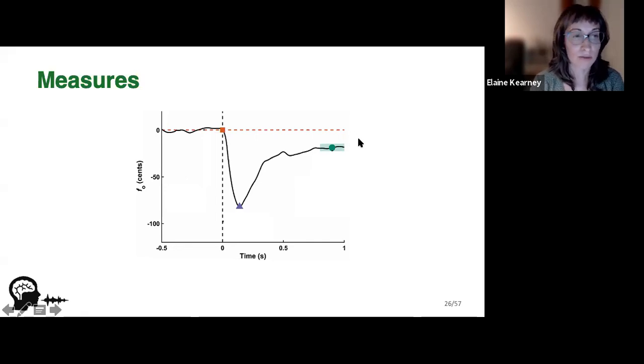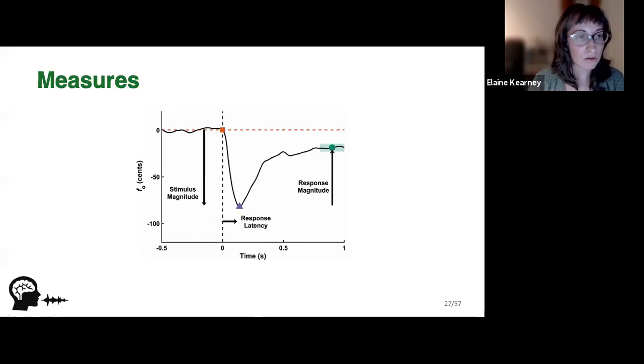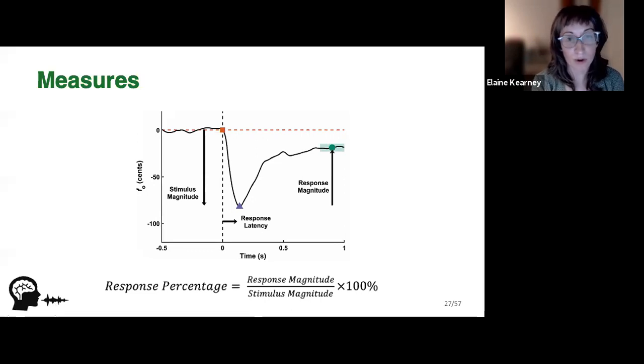And so from this trace, we then extracted 3 different measures. The first was stimulus magnitude. So this is just estimating what was the effect of the perturbation. The second is response latency. And so this is capturing how long it takes for a participant to start responding. And the third is response magnitude. So how much of the perturbation did they compensate for? In the laryngeal perturbation experiment, the stimulus magnitude did vary across individuals, depending on how that equipment would interact with their anatomy. And so we did want to also calculate a normalized response magnitude measure that was normalized by the size of the perturbation. And so we had a 4th measure called response percentage, and that's just that normalized compensatory response.